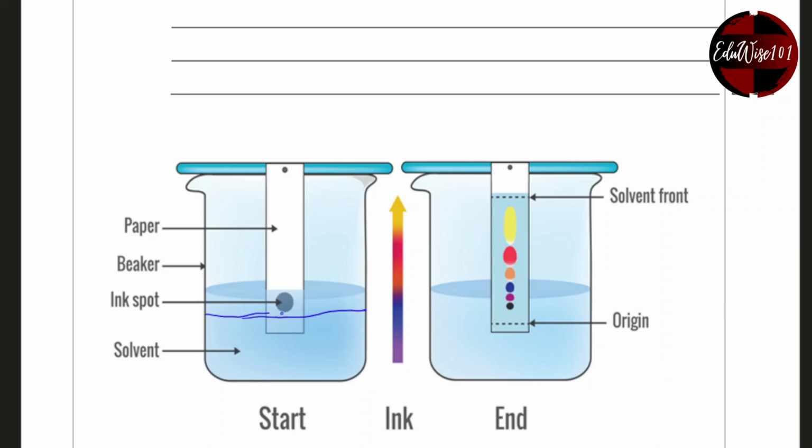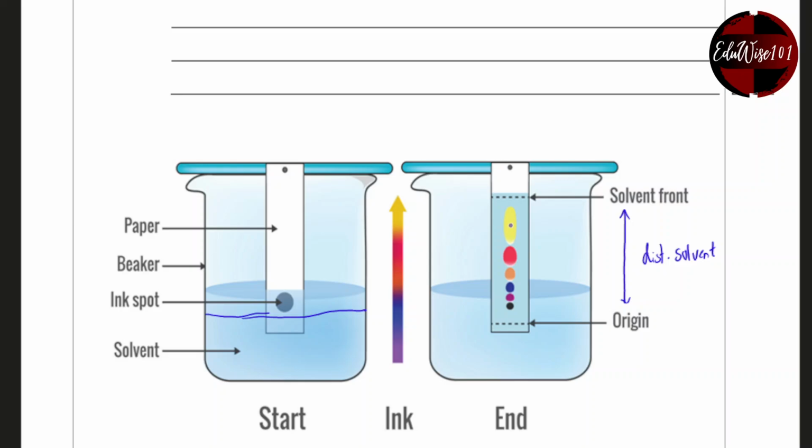At the start, you would have one spot of ink, and then at the end, you should have all the different colors separated out. Now, the way you work out the RF value is find the distance from the solvent front to the origin. Right? Find the distance of solvent.